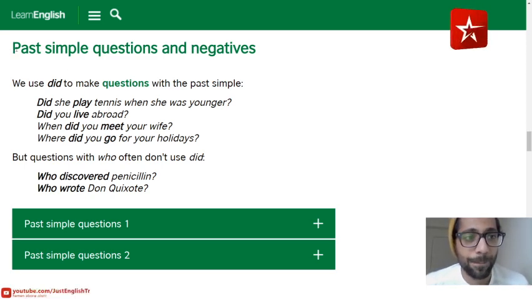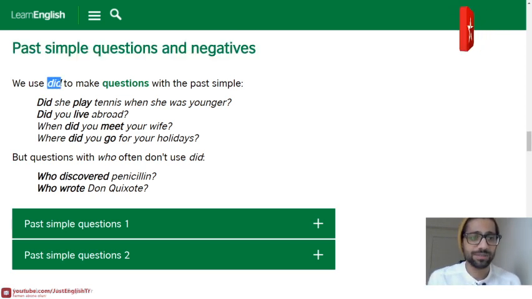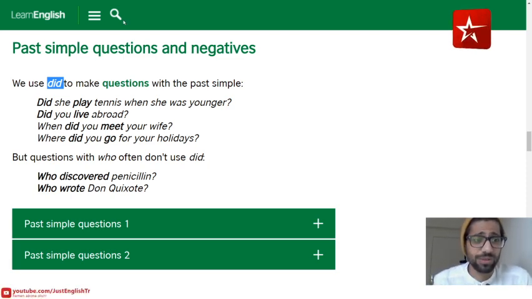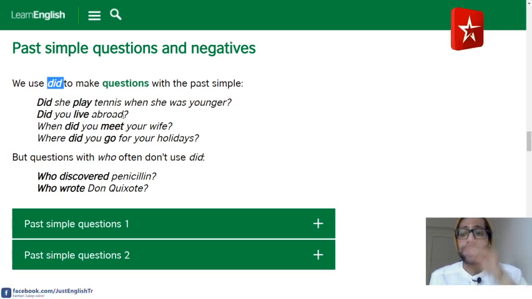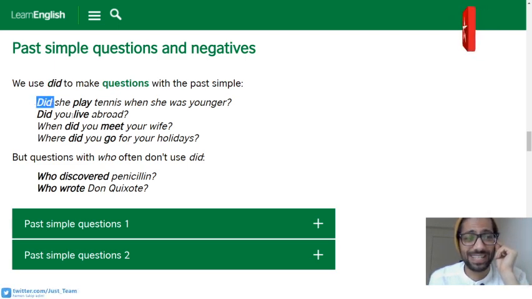Now, past simple questions and negatives. We use did to make questions with the past simple. So it will not be very difficult for you guys. So we've got here, did she play tennis when she was younger? Now, this is a mistake. It might occur, which if you use did here, don't put the verb in the second form of it.